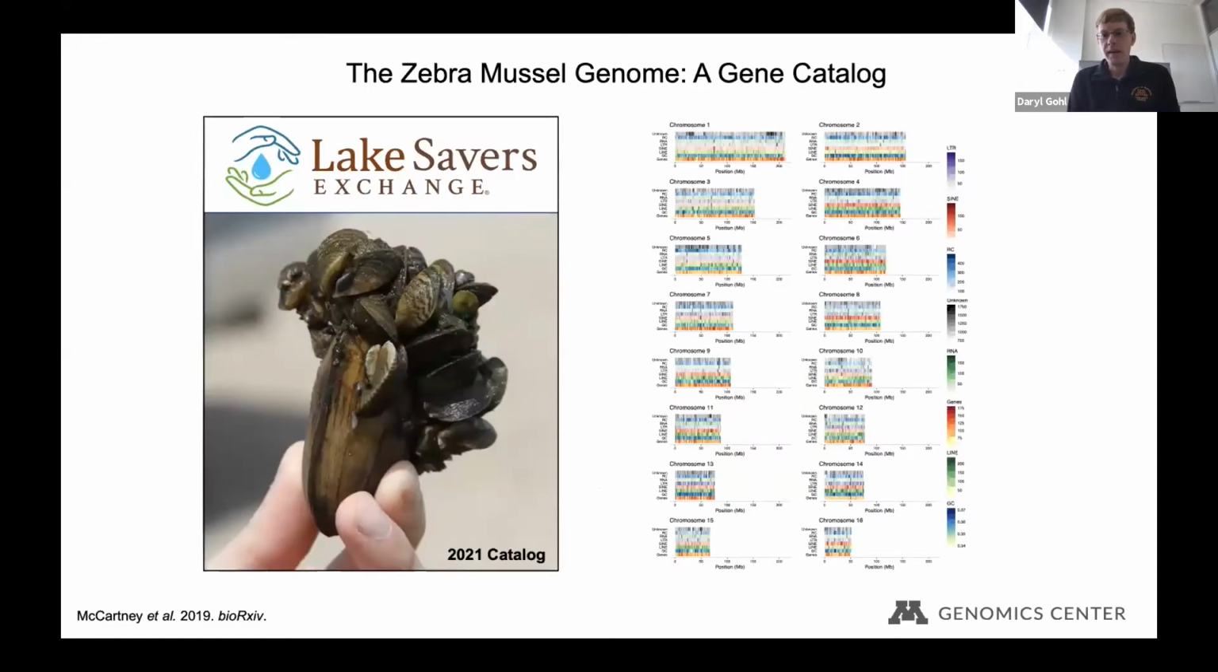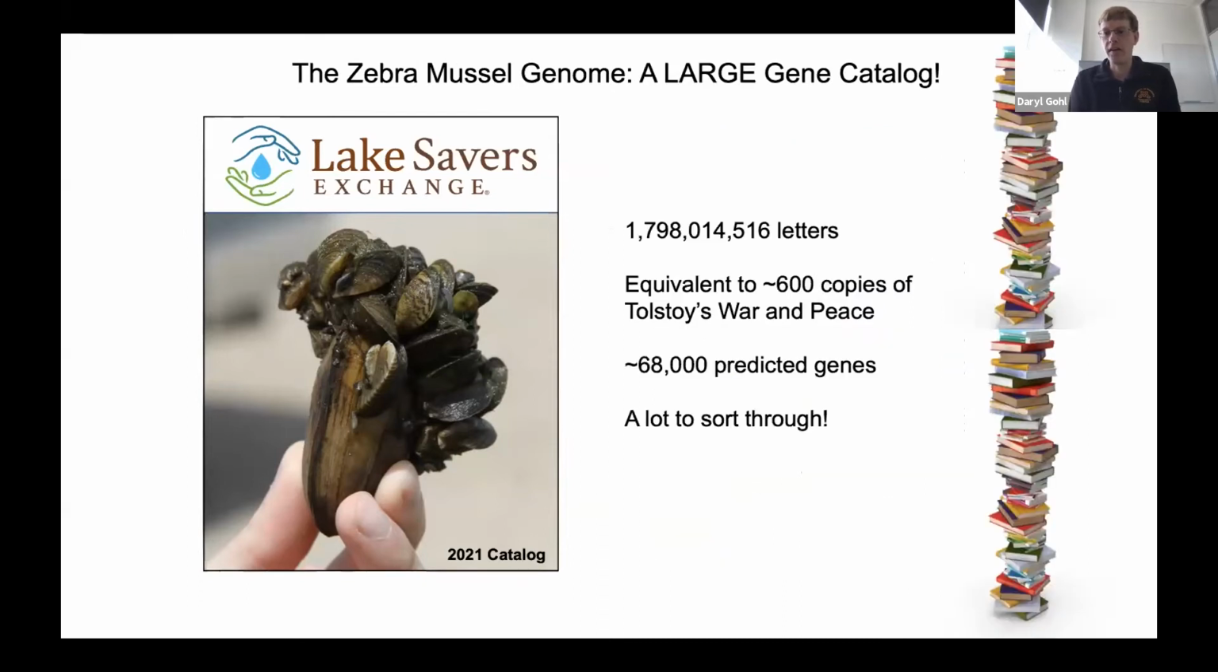So what we have with the zebra mussel genome, as I mentioned, is basically a catalog of all the genes. One of the challenges is that this is a very large catalog. The zebra mussel genome consists of almost 2 billion letters. If you were to print this out, it would be equivalent to about 600 copies of Tolstoy's War and Peace. And there are about 68,000 predicted genes. So this is a lot of information to analyze and sort through.